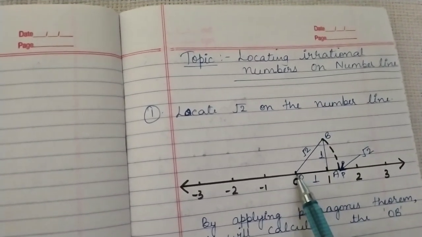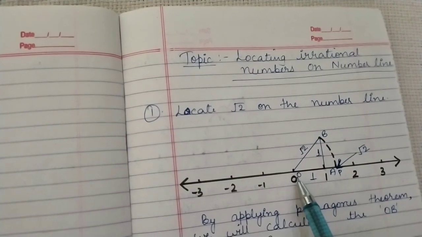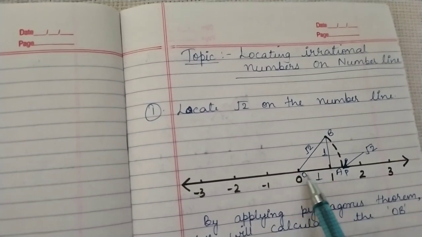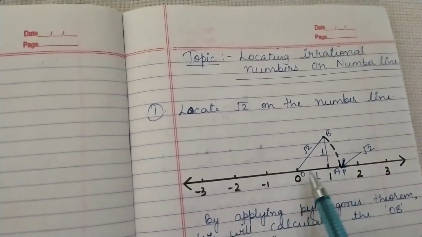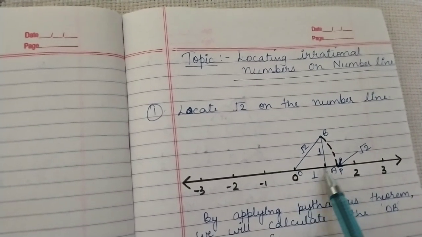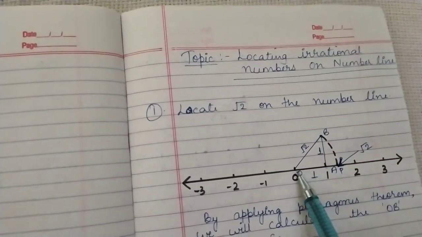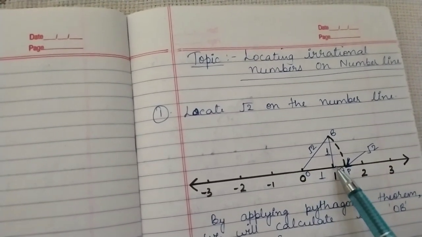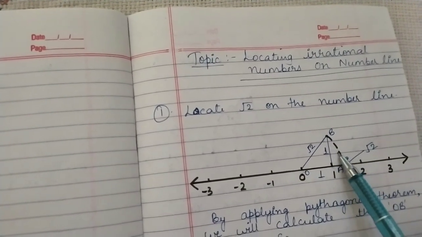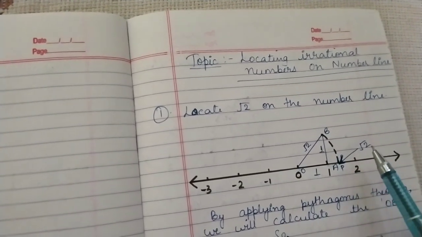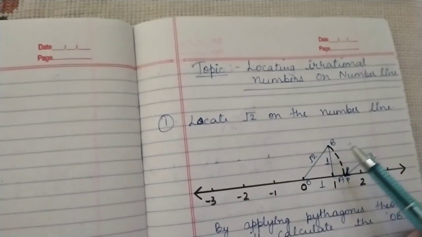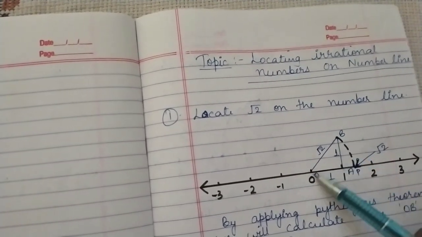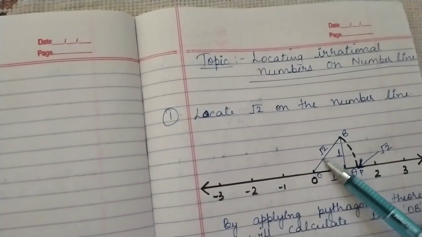Now by taking this as a center, we make the line segment OA. The length of this line segment depends on this distance, so we assume this distance as a 1 unit distance. So OA will become a 1 unit line segment. Similarly AB will also become a 1 unit line segment. Now we have to calculate the distance OB with the help of Pythagoras theorem.